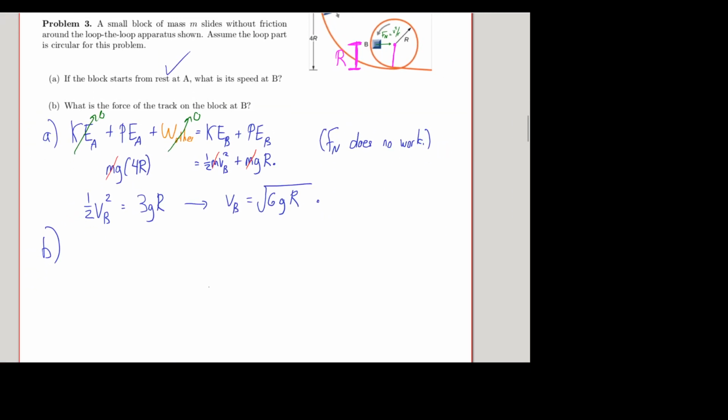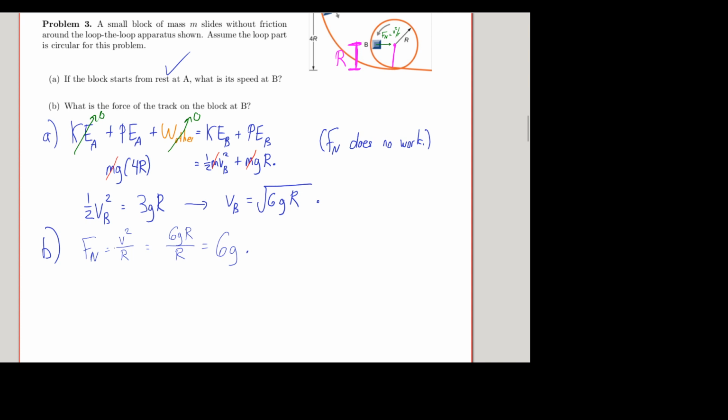So this part just reminds you that the things you learned before still are true, that this is v squared over r, which is 6gr over r, which is 6g.